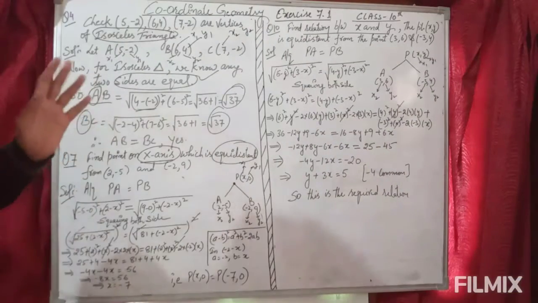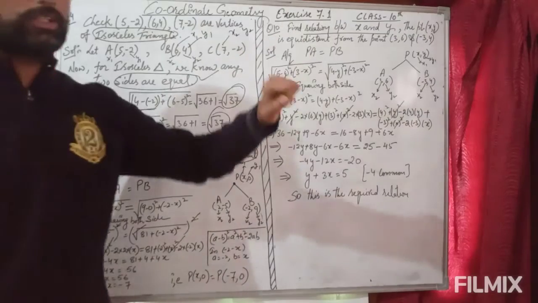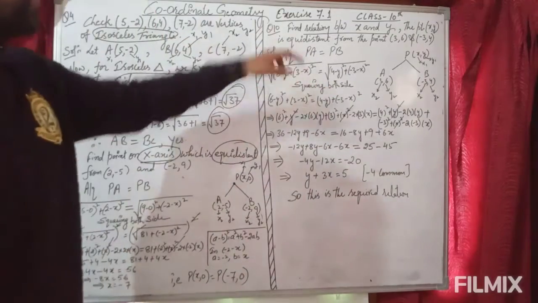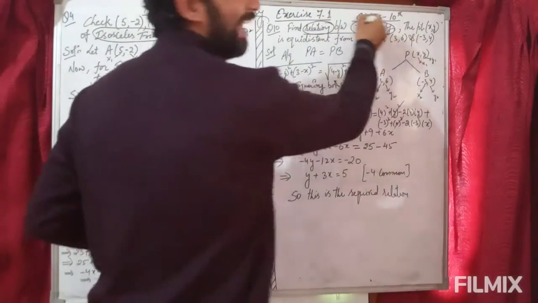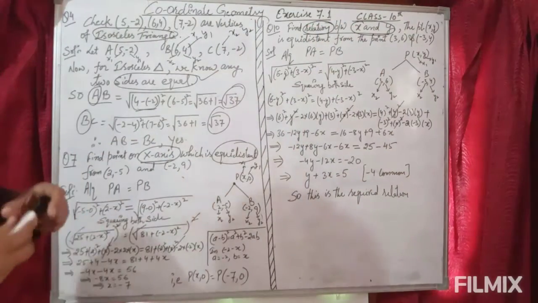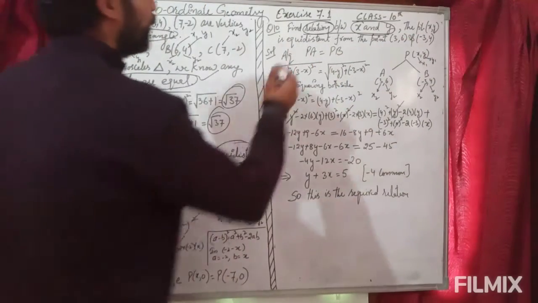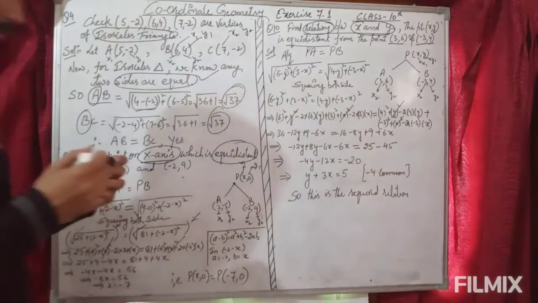Here the 8th and 9th questions are the same, related to 7, so I go with the 10th question. This is the important one where students get confused. Here we have to find the relation between x and y. The points are given which are equidistant from the points (3, 6) and (minus 3, 4).